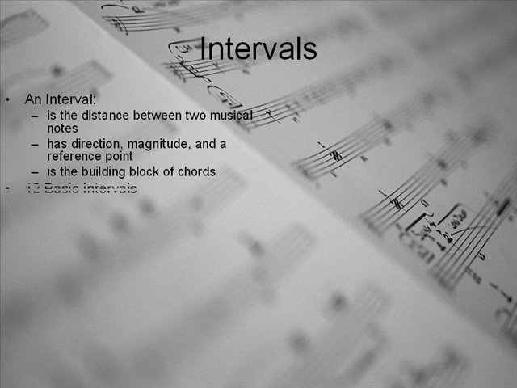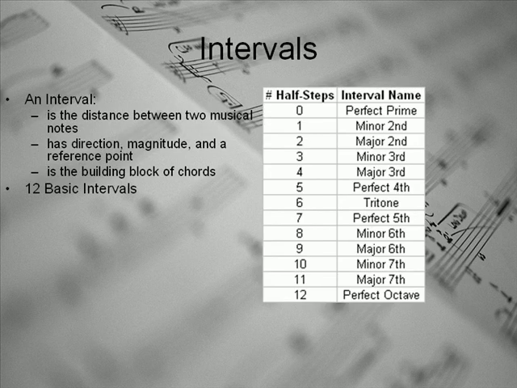Okay, there are 12 basic intervals. In the table to the right, you can see the names of the interval of a certain number of half steps. One thing to note about the table is that it gives only the magnitudes of the intervals. It does not give either the direction or a reference point to the interval. There are several things that we can notice about the names of the intervals, though.